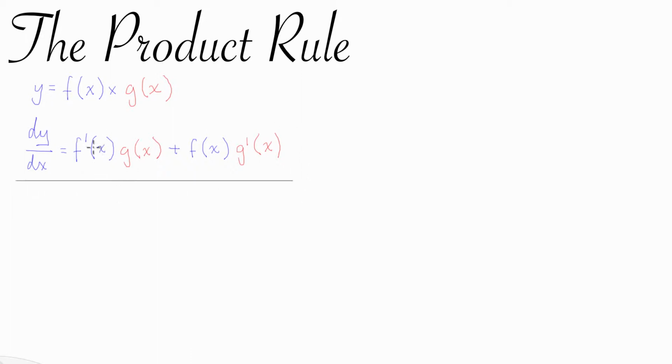So if we were given some sort of function y is equal to x cubed plus 3x squared multiplied by 2x squared plus 4x, before you would have discovered the product rule, the only way to differentiate this function would be to multiply out this binomial and then differentiate it.